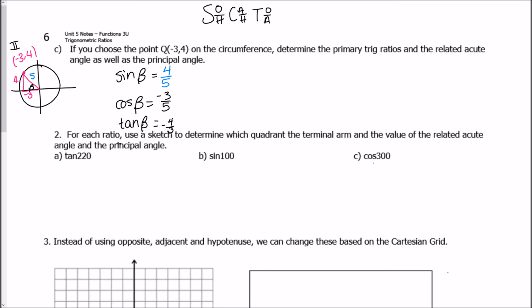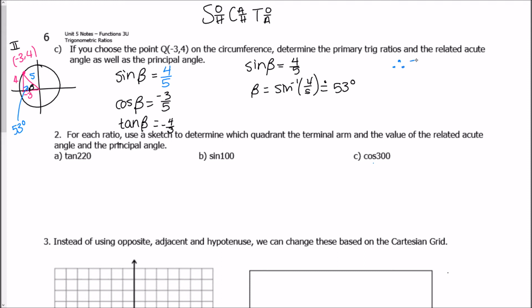So it's the same idea though. To solve for beta, it's exactly the same if I use sine. Sine of beta is equal to 4/5, so beta equals the inverse sine of 4/5, which we already did. We ended up getting that it's approximately 53 degrees. But here's the thing that we need to be aware of. This beta inside of here is 53 degrees, so that's the related acute angle.